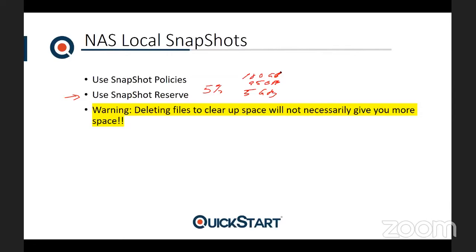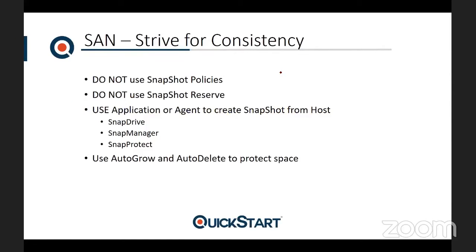Okay. NAS volumes by default have a snapshot reserve. And again, I am warning you, when you're deleting files thinking you're freeing up space, if there are snapshots on those volumes, you might not actually be freeing up any space. So you might have to actually delete some snapshots. SAN, however, is very different.